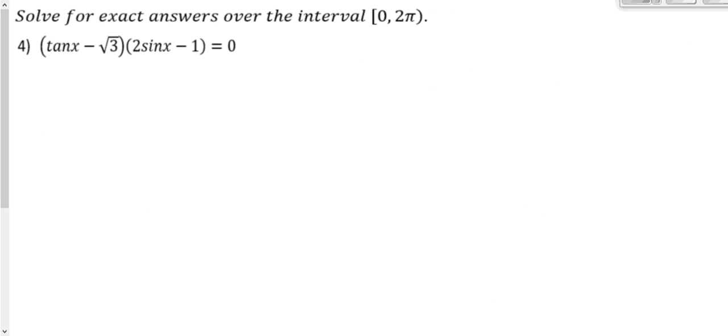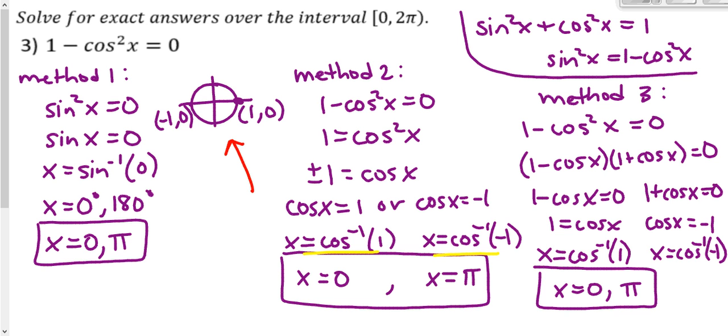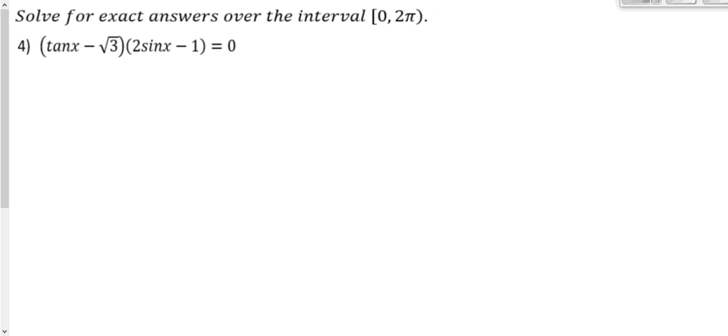Number 4. Okay, we have something that's already factored. Remember in number 3, just a minute ago, when I showed you the third method and I factored both sides and then I set each factor equal to 0? Well, number 4 has already been started for us in a way because it's already factored. So we can set each of those equal to 0 and solve each one. So we have tangent x minus square root 3 equals 0, or 2 sine x minus 1 equals 0.